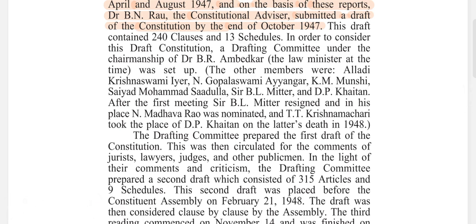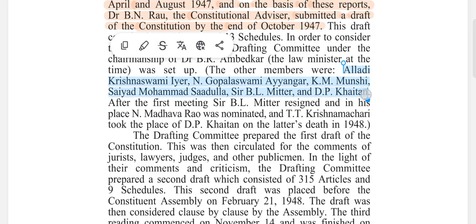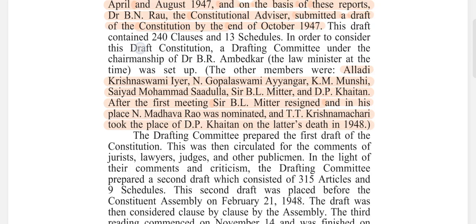The other members were Aladi Krishnaswamy Iyer, N. Gopalaswamy Iyengar, K.M. Munshi, Syed Mohammad Saadullah, Sir B.L. Mitter, and D.P. Khaitan. After the first meeting, Sir B.L. Mitter resigned, and in his place N. Madhava Rao was nominated, and T.T. Krishnamachari took the place of D.P. Khaitan on the latter's death in 1948. The drafting committee prepared the first draft of the Constitution. This was then circulated for the comments of jurists, lawyers, judges, and other public men.